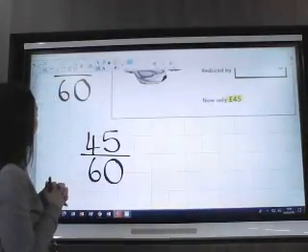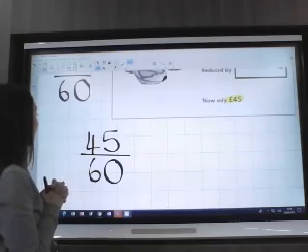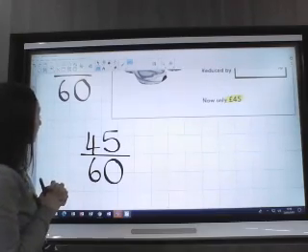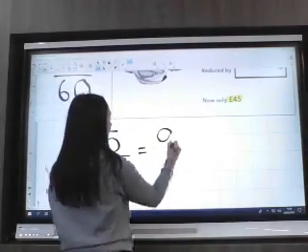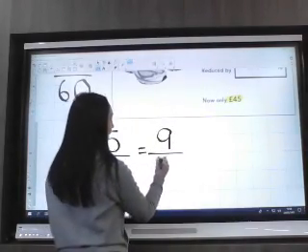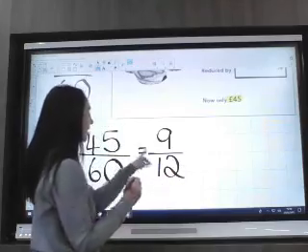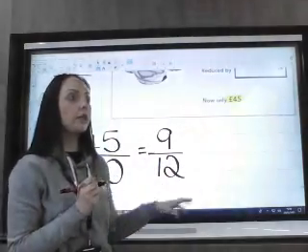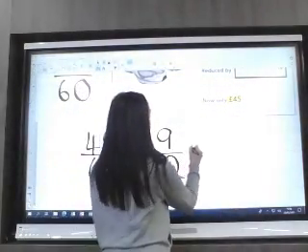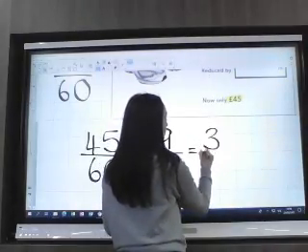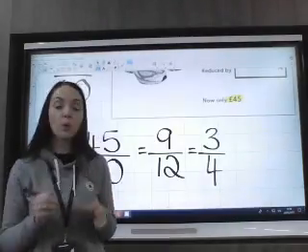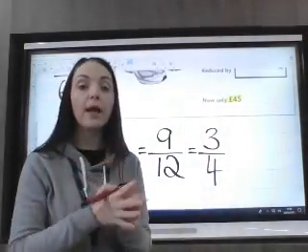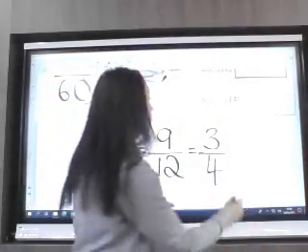So what can we divide both of those by? Let's have a think. We could divide them both by 5, couldn't we? So 45 divided by 5 is 9, and 60 divided by 5 is 12. I think we can still simplify that. We could divide them both by 3, couldn't we? So 9 divided by 3 is 3, 12 divided by 3 is 4. So 3/4, that's the smallest it can go. Now we can change it so it's over 100.